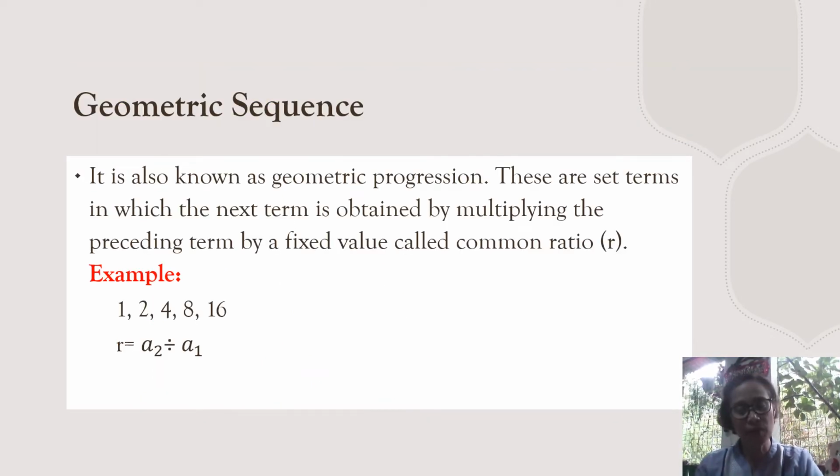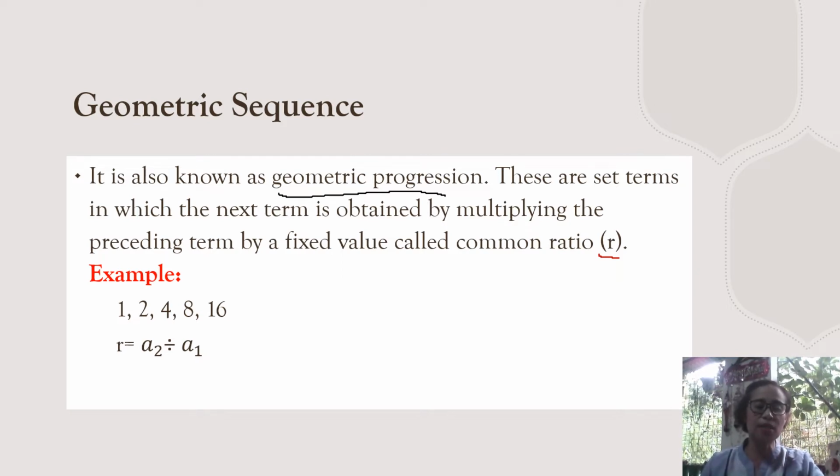Now it is time to finally know the definition of a geometric sequence. It is also known as a geometric progression. These are a set of terms in which the next term is obtained by multiplying a fixed value, which is called a common ratio. The variable that we use for it is the small letter r. So, for example, how do we get that common ratio, or that fixed multiplier?